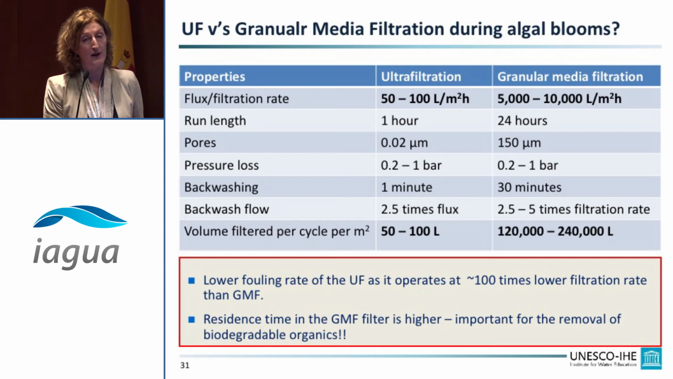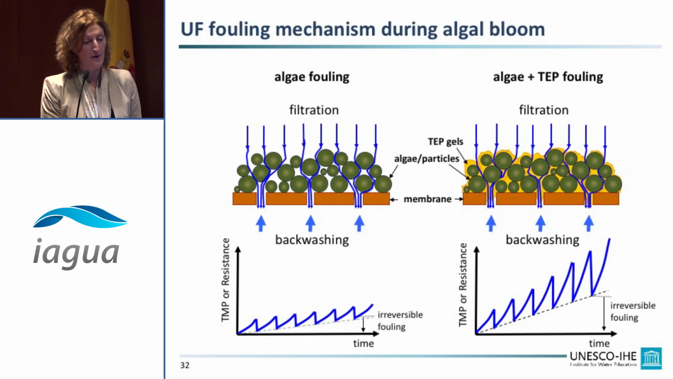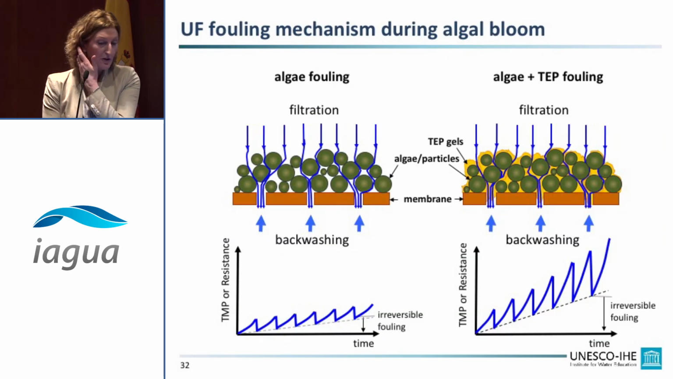Depending on how you operate the granular media filter, you have residence time. You can put in coagulant and you can increase the residence time in the filter and have a biological layer on the filter, which can help to remove some of the nutrients in the water. So the system will clog faster, but it does have a certain potential for biological removal. Now, how does ultrafiltration foul during an algal bloom?